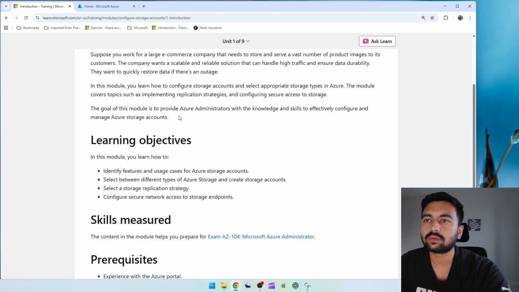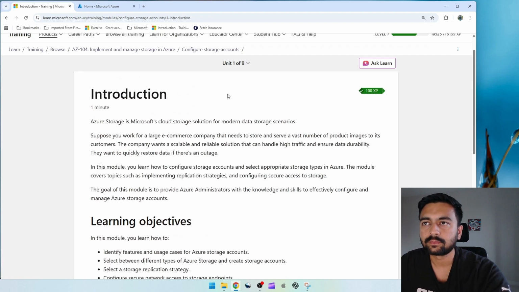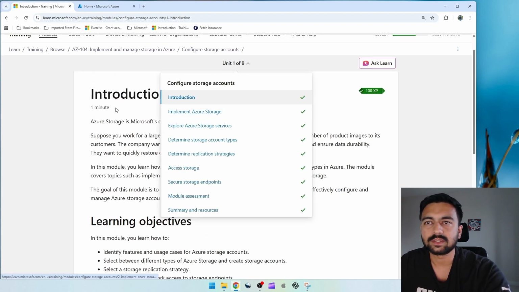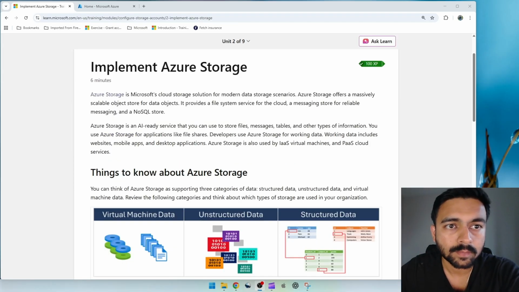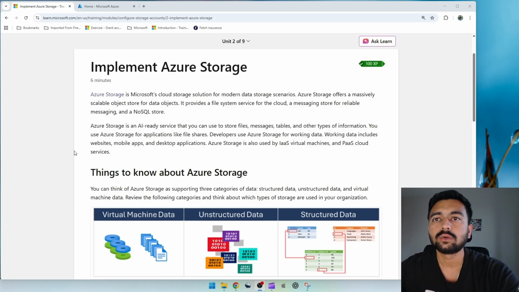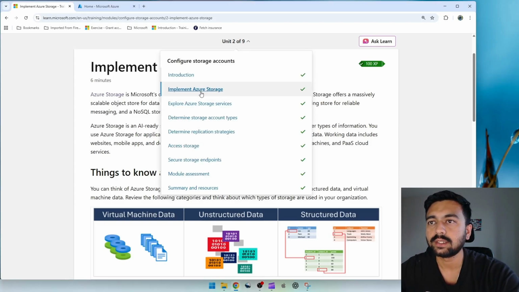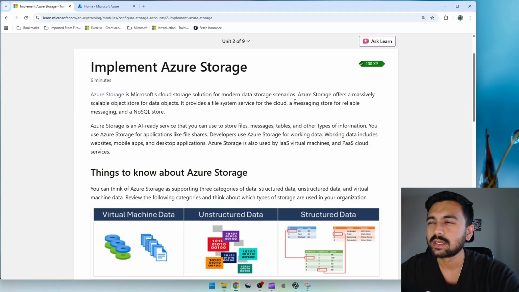So this is basically a quick introduction on what Azure Storage means and what it does. I am looking into another screen to pull up my notes. Okay, so implement Azure Storage, the second topic.